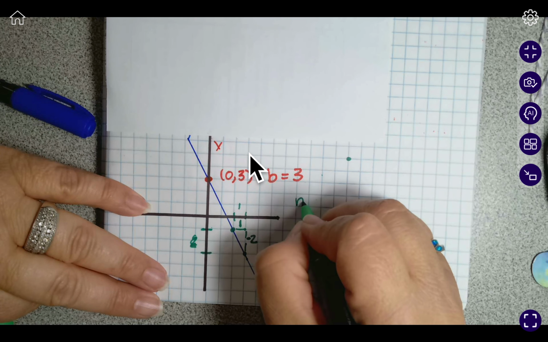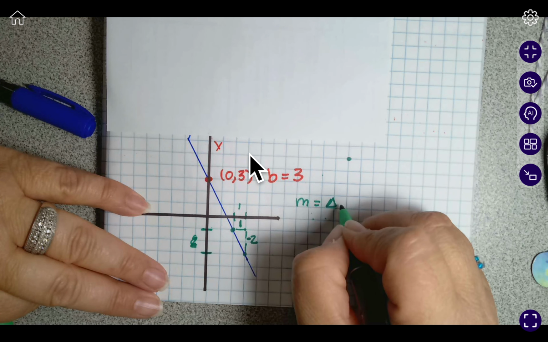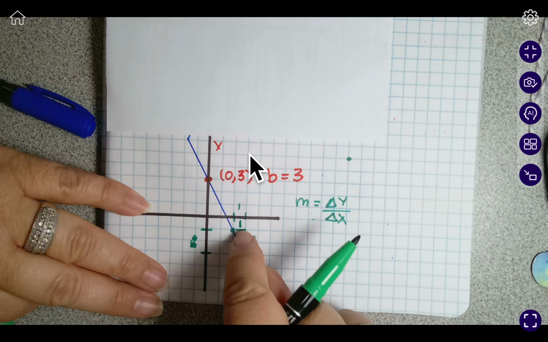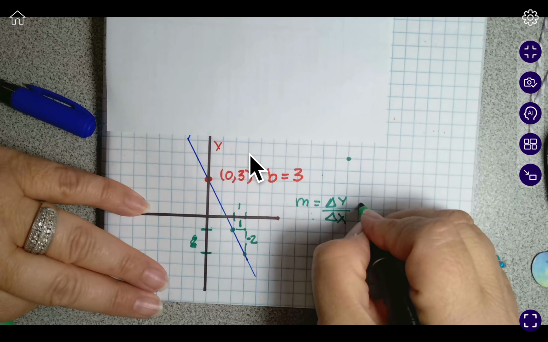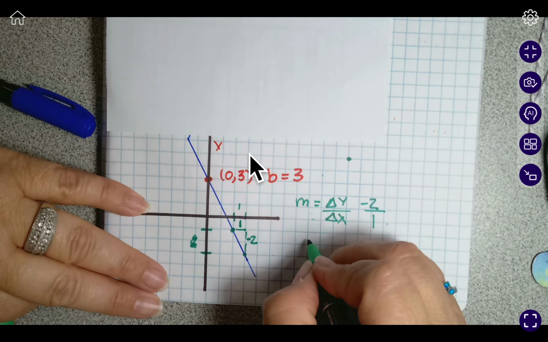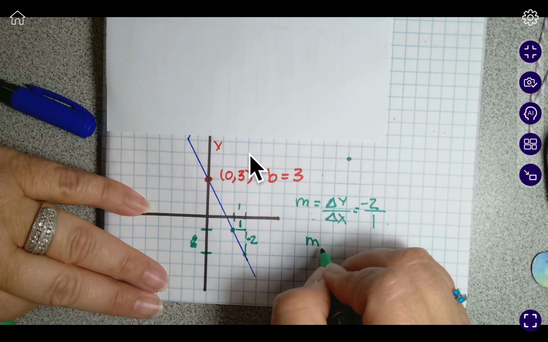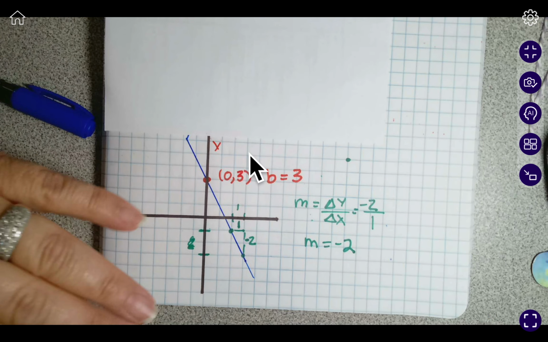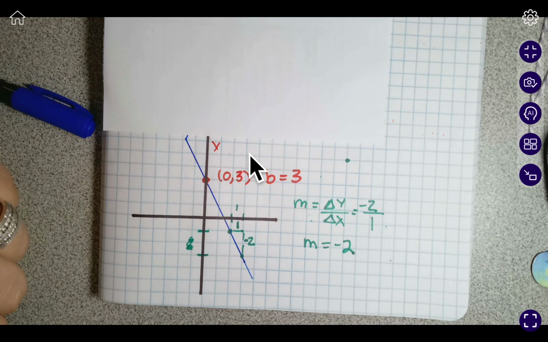So my slope, that's the change in y over the change in x. The change in y is negative 2. Change in x is 1. So my slope, negative 2 divided by 1 is just negative 2. So now I can write my equation.